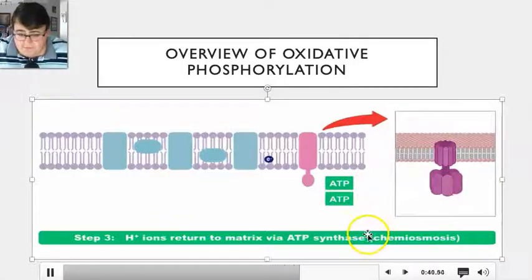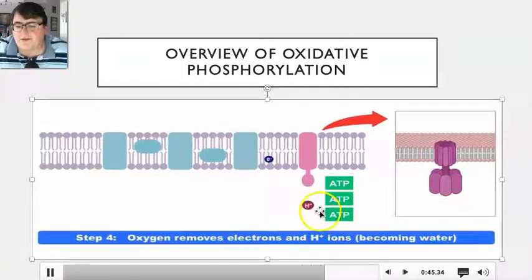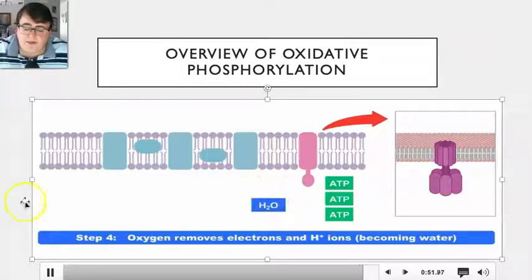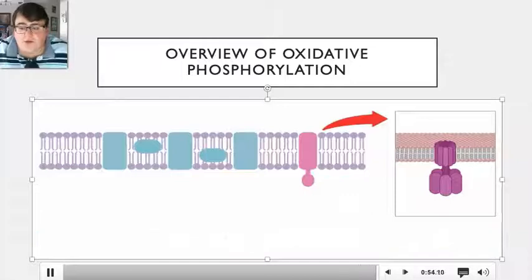Finally, we get to step 4, which is going to pop up in a second. We're just going to watch all the hydrogen ions move. Step 4, oxygen comes through. It accepts the de-energized electrons and the hydrogen ions. They become water, and the cycle can then continue to move on.